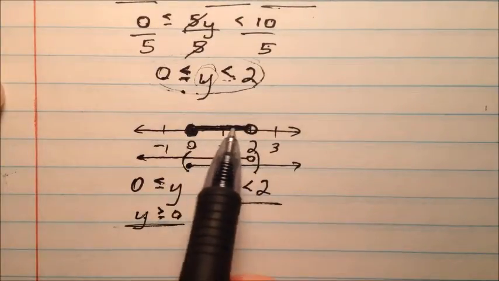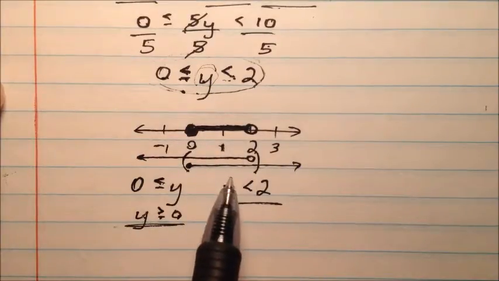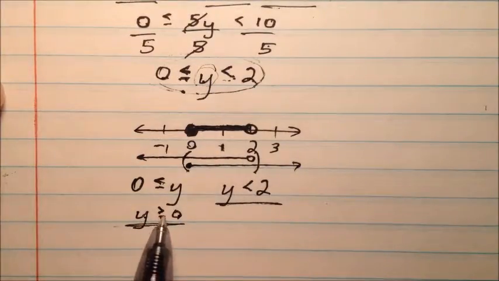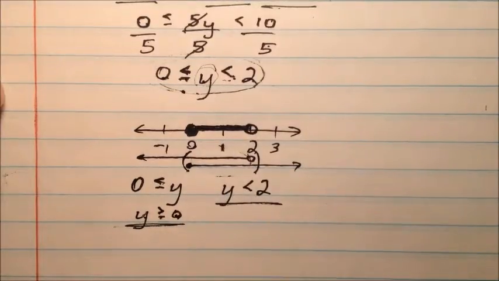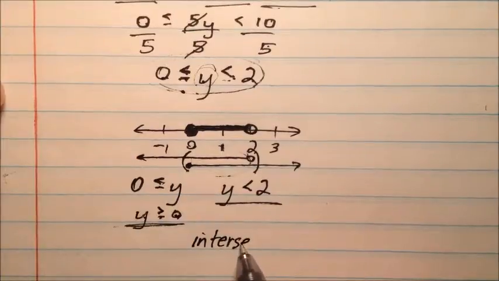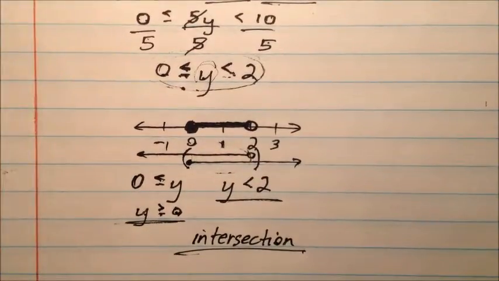So in our graph, you'll notice we shaded between the 2 points, and down here you'll notice this is y, because y is greater than or equal to 0, and y is less than 2, and we care about these parts where they overlap. So what kind of compound inequality is this? Well, we call this an intersection, because we only care about the parts where these 2 simple inequalities intersect.